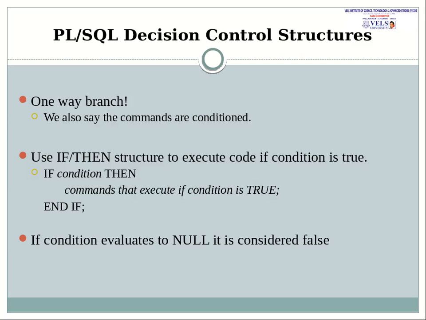So the first one is the decision control structures, that is the if statement, a one-way branch, where we say the commands are conditioned. In the if-then structure, if the condition is true, it executes the statement; if it is false, it exits. That is, if-then executes the single part alone, the command that executes if the condition is true, and if the condition evaluates to null, it is automatically considered false.